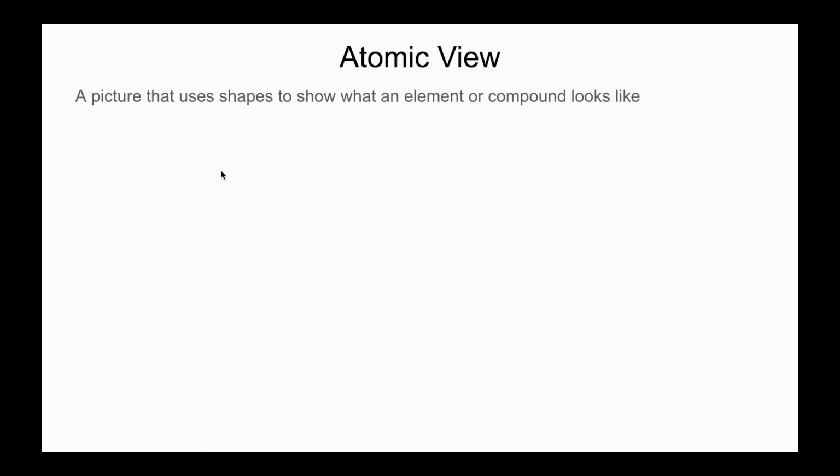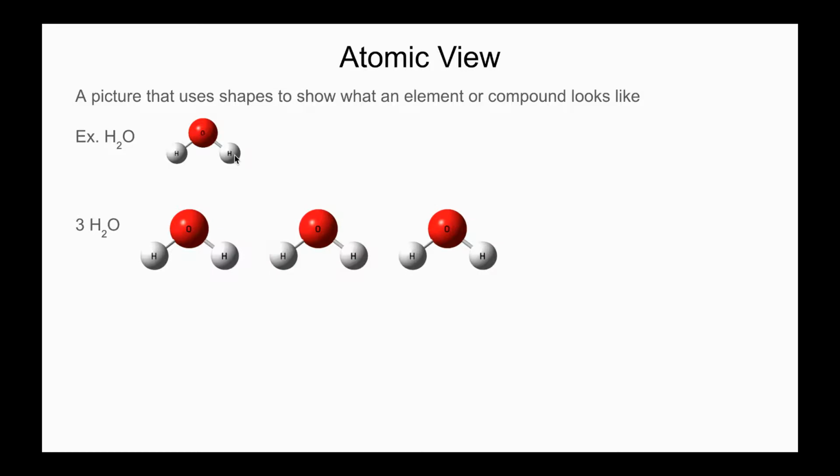An atomic view is a picture that uses shapes to show what an element or compound looks like. An example of this would just be water again. You can see that I have one oxygen and two hydrogens right there. If I had three of those, I have three molecules of water right there. Of course, this is a compound. There's three particles, so three molecules.